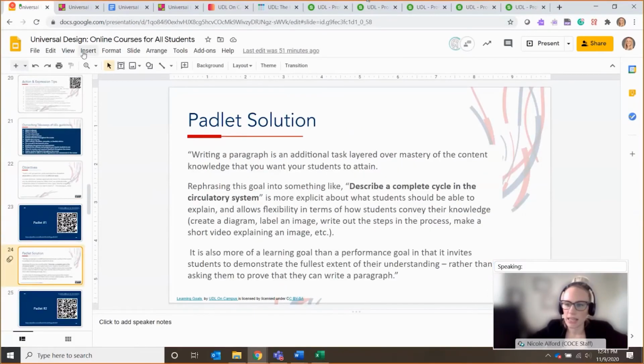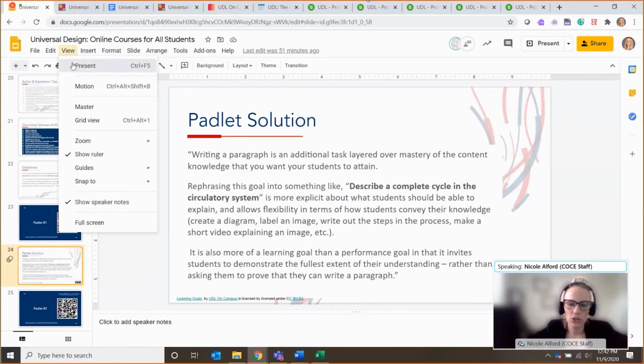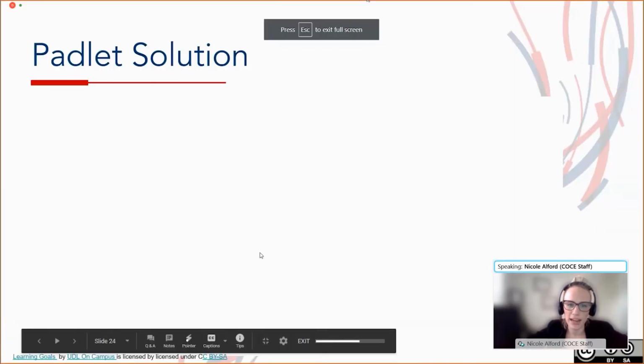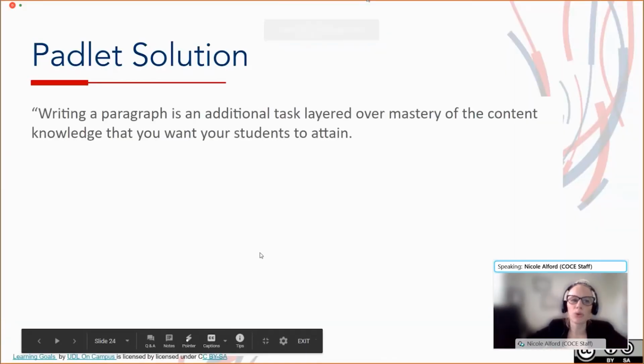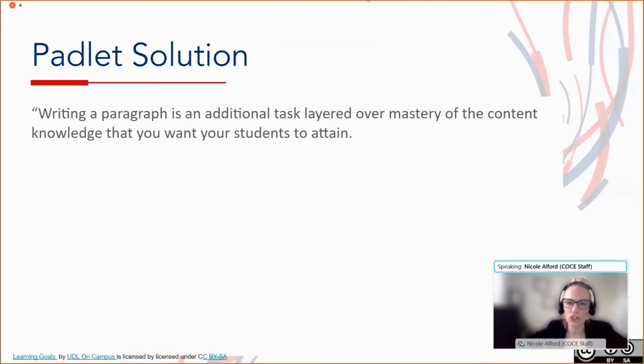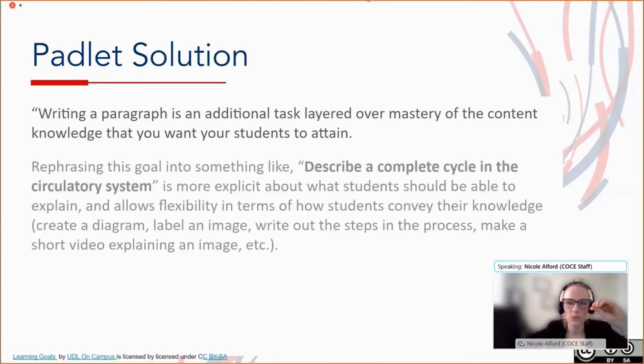And this was a solution that UDL on campus provided. So writing a paragraph adds an additional task over the mastery of the concept, right? So it depends. If you're in an English class, which our next example is about, and writing the paragraph is the goal, then that's a different story. But in this class, we were talking about the circulatory system. So describe a complete cycle. So it goes back to the other comment of how deep.